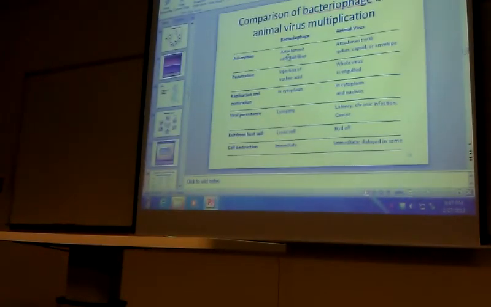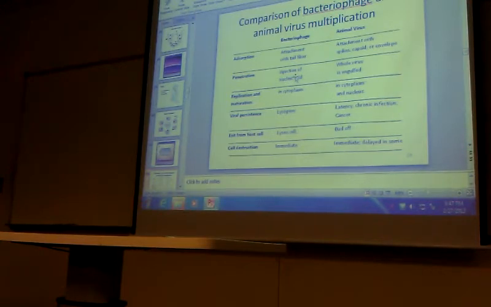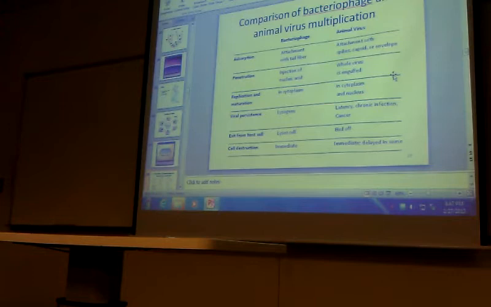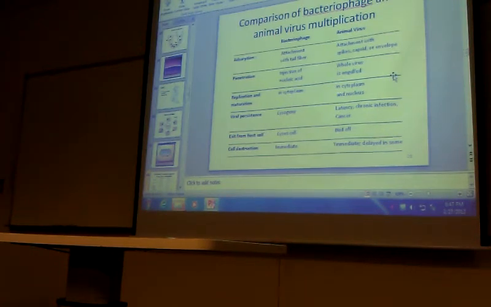Also for penetration, which is different. Phage shoot the DNA in; they shoot the nucleic acid in. In animals, they always roll the whole virus in. That's because of the cell wall. Animals do not have a cell wall, so they can always roll in from the soft tissue. Bacteria have a cell wall, so they have to shoot the stuff in.